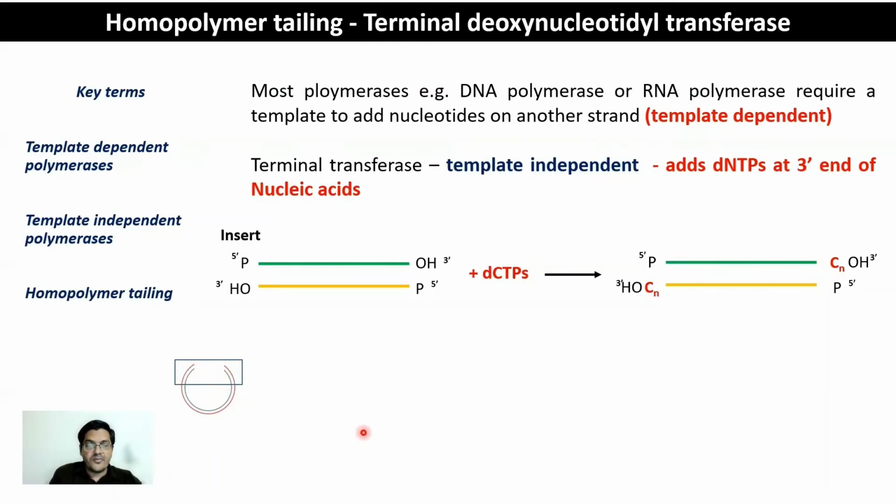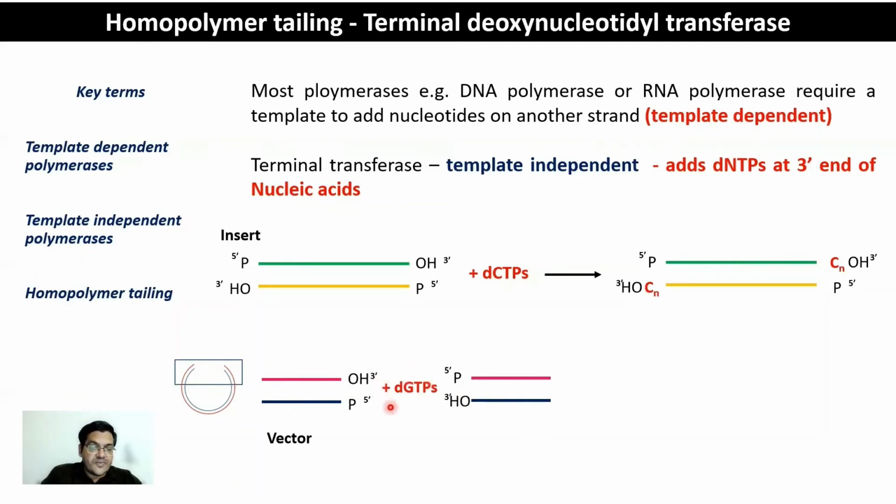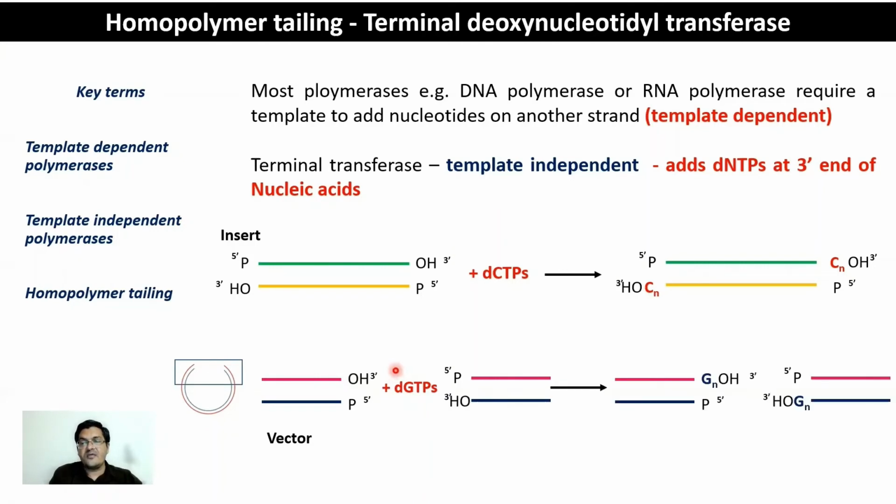So here you have your vector left and right arms, and you can see there is a 3' OH here and a 3' OH here, and you are giving dGTPs, complementary to cytosine. When you give that, the 3' end of the vector arms is going to be lengthened because of the addition of guanine nucleotides. So when you do this reaction, what you get is a poly G or homopolymer tail of guanines at the 3' ends of the vector arms.